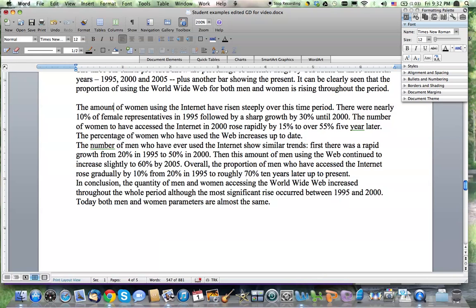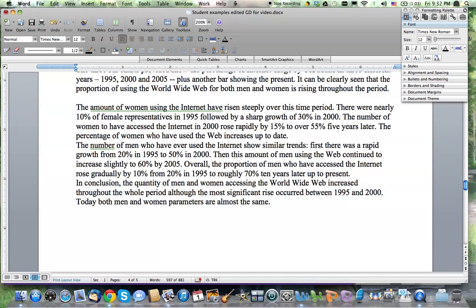There were nearly 10% of female representatives in 1995, followed by a sharp growth of 30% in 2000. The number of women to have accessed the internet in 2000 rose rapidly by 15% to over 55% 5 years later.